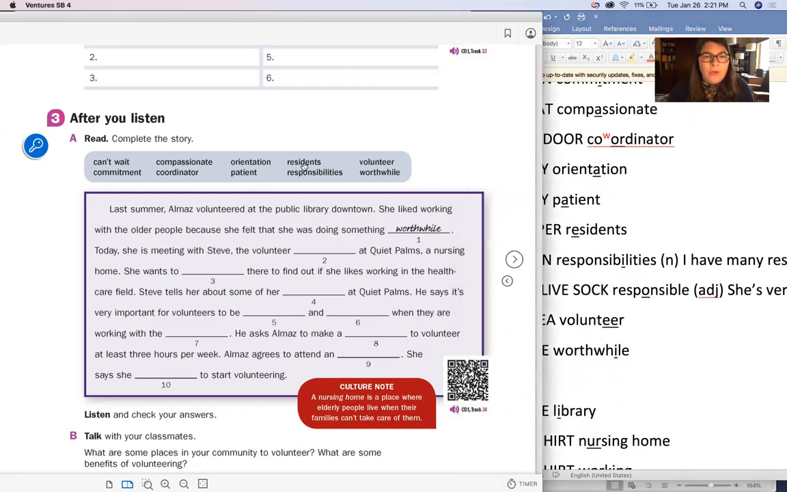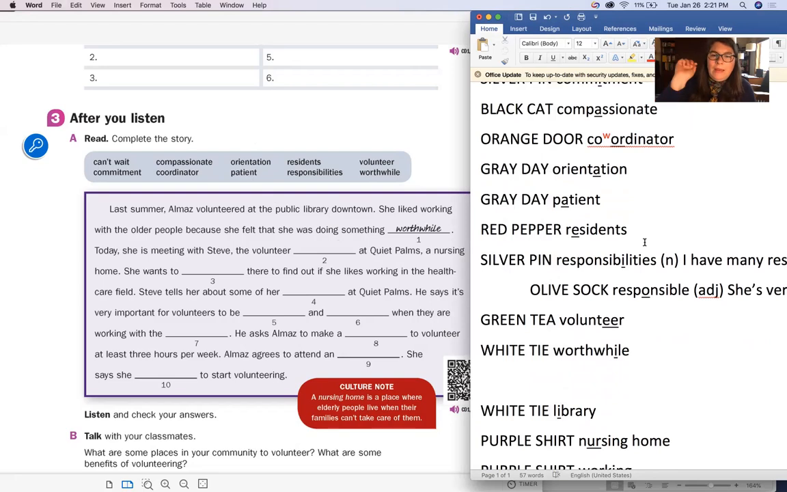Right here, residence. Red pepper residence. Sorry, I keep forgetting. Patient. Patient means you take time with people, you're not rushed. And residents are people who live somewhere. These residents are the residents in the nursing home.